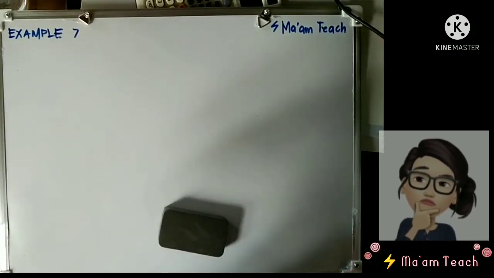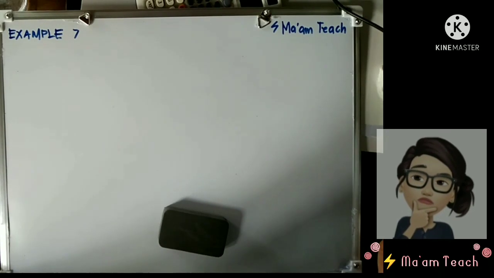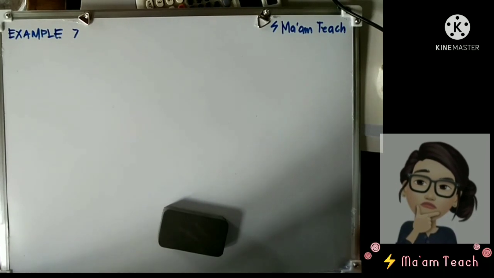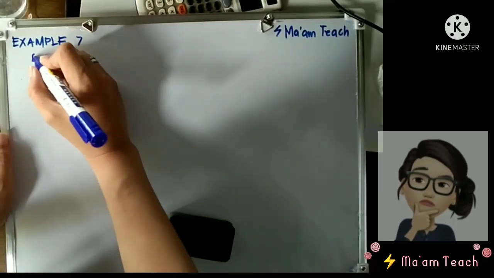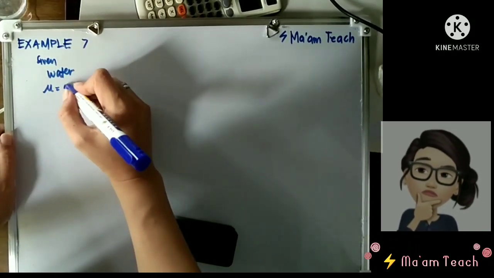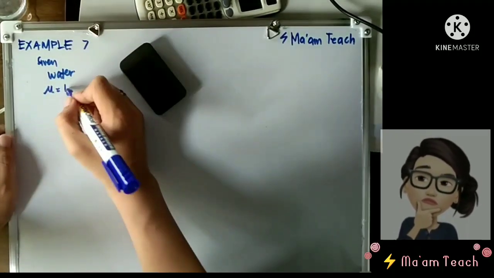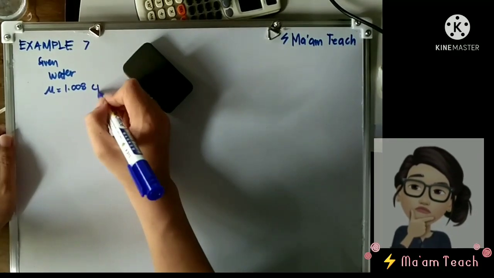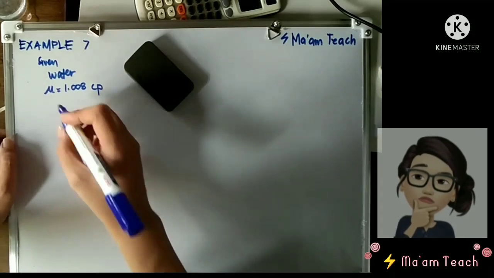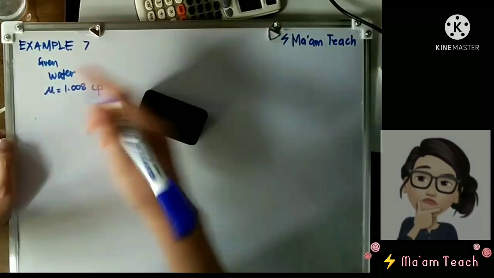Okay, class, so let us now have example number 7. In this problem, we are given the viscosity of water, which is 1.008 cp. The cp here represents centipoises. Take note, class, we have two unknowns.